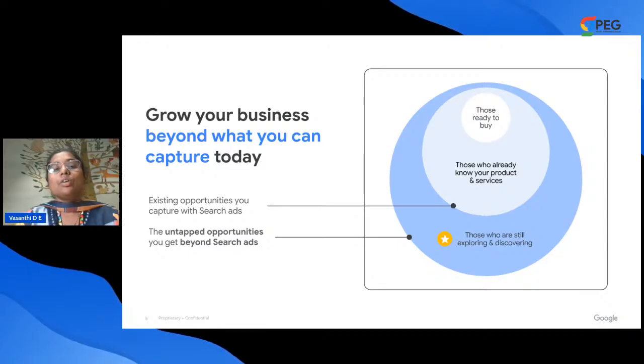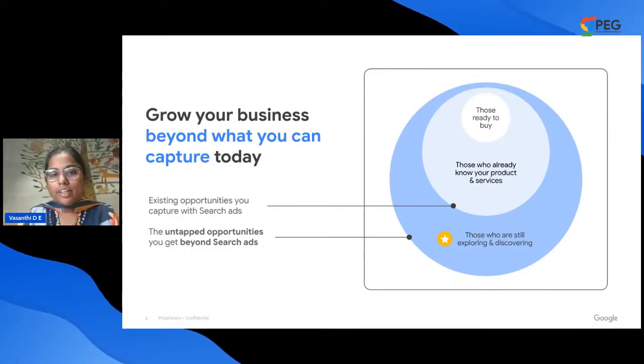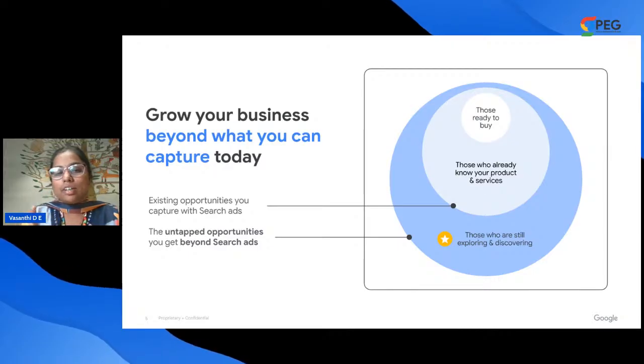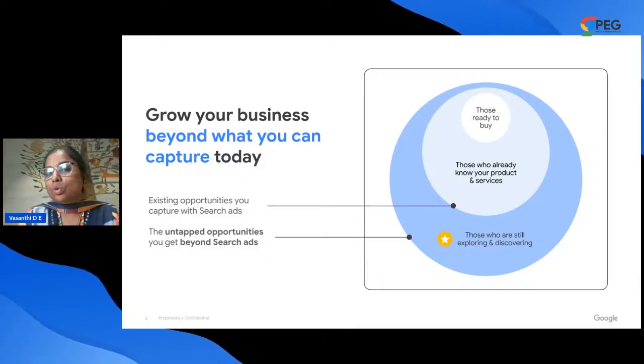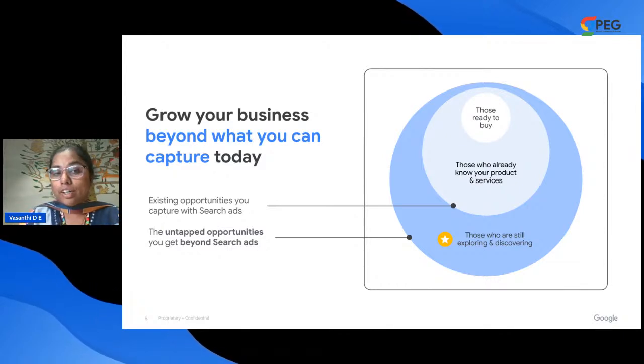Now, grow your business beyond what you can capture today. The picture on the right-hand side represents a sort of funnel, wherein the small circle inside the middle circle focuses on the people who are ready to buy your product or services, where your search campaign comes into the picture to capture that particular audience.